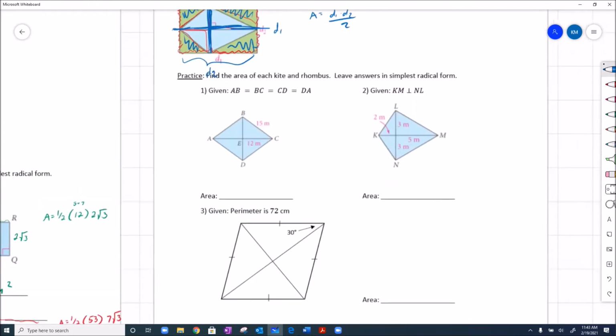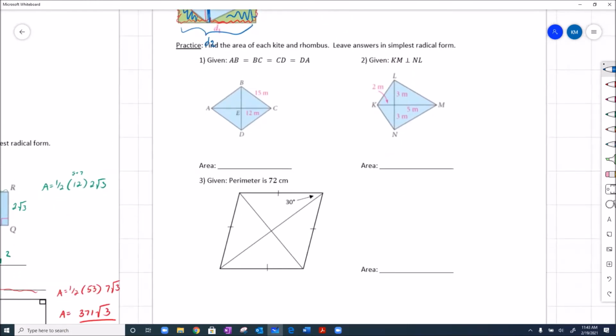Okay, we can do the same thing for a rhombus. So here in this next section, we're actually using that formula now. It says find the area of each kite and rhombus. And this first problem, given that AB is congruent to BC, is congruent to CD, is congruent to DA. So this is telling us that this is a rhombus. Again, we still have those perpendicular diagonals, and so it works out still.